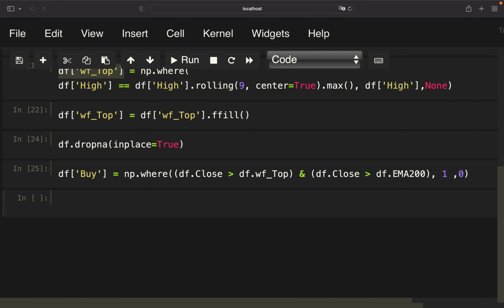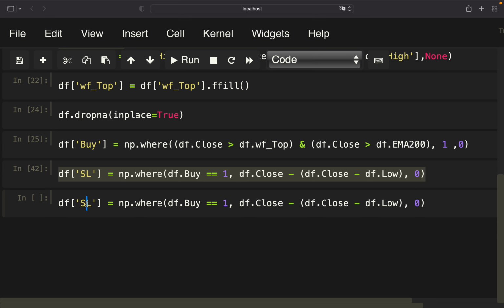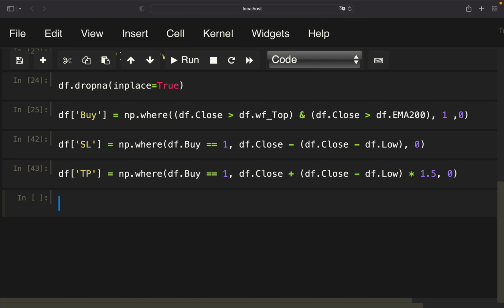So we need our stop loss. So we're using np.where and screen for the buy rows. And then we are just subtracting the distance between the close and the low price from the close price. And this is our stop loss. Right, so df close minus df low. And else we want to have a zero here. This is our stop loss and similar logic for the target profit. We are just adding the distance here and multiply it with 1.5 as the day trader stated.